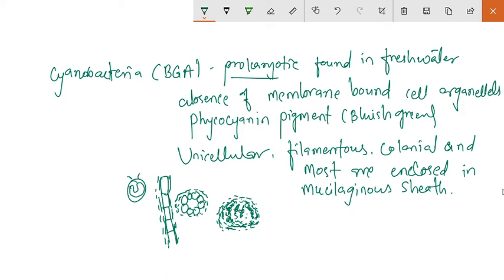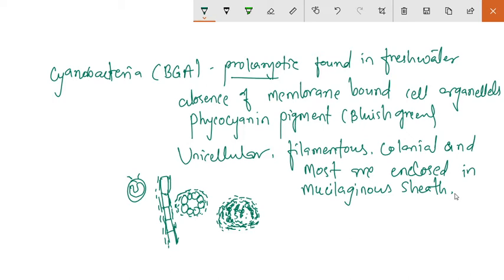So certain prokaryotes have the ability to fix atmospheric nitrogen by converting it into ammonia. Okay, some of these prokaryotes, the blue green algae, have the ability to fix atmospheric nitrogen. Atmospheric nitrogen is in the molecular form, that means N2 form, but it is converted into ammonia by the blue green algae.